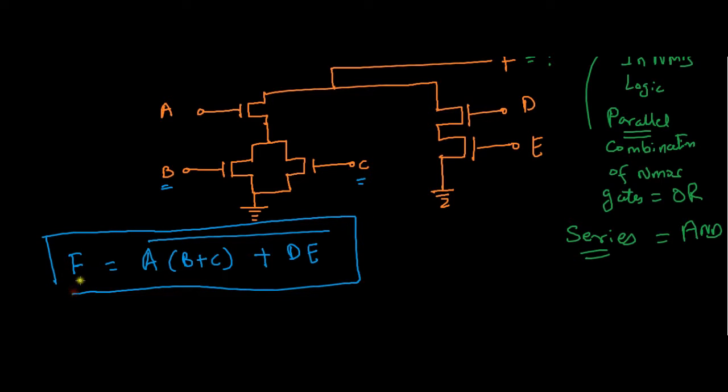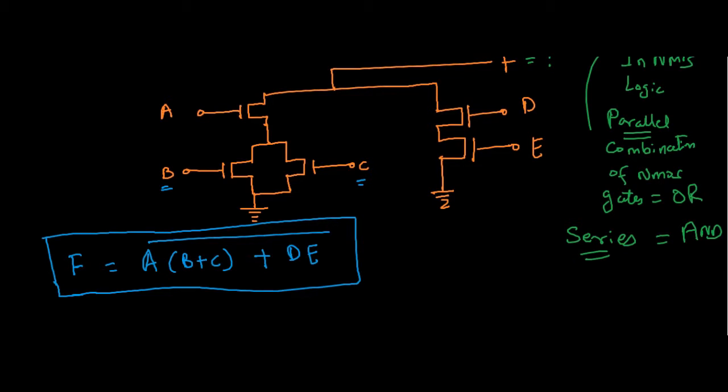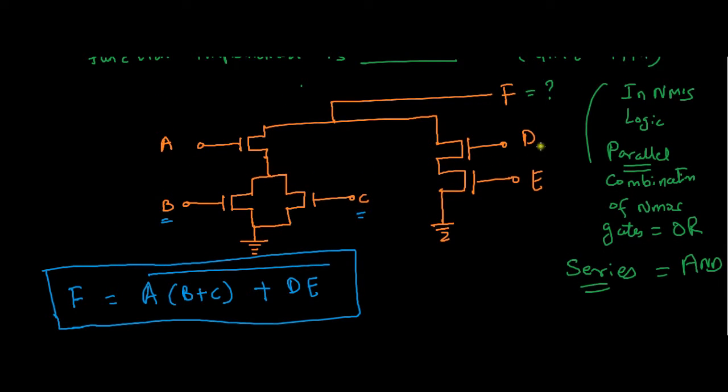Just for your information, if say D is logic 1 and E is logic 1, at that time what happens is this NMOS will turn on and this will turn on. So these two transistors conduct, and the output will be 0.